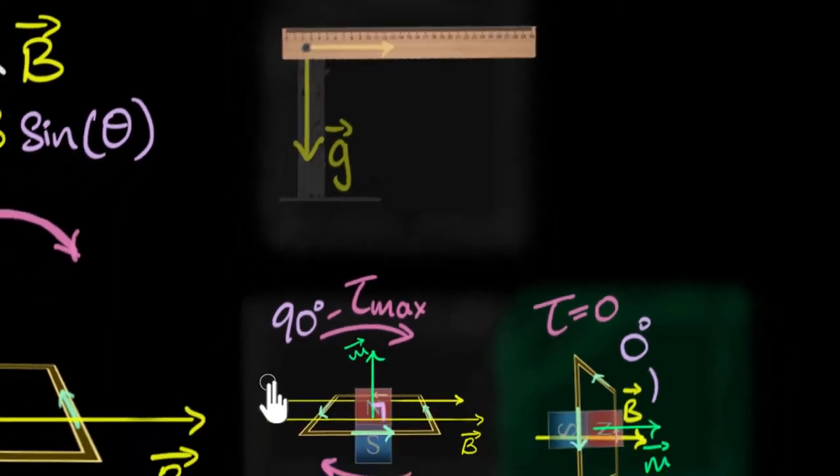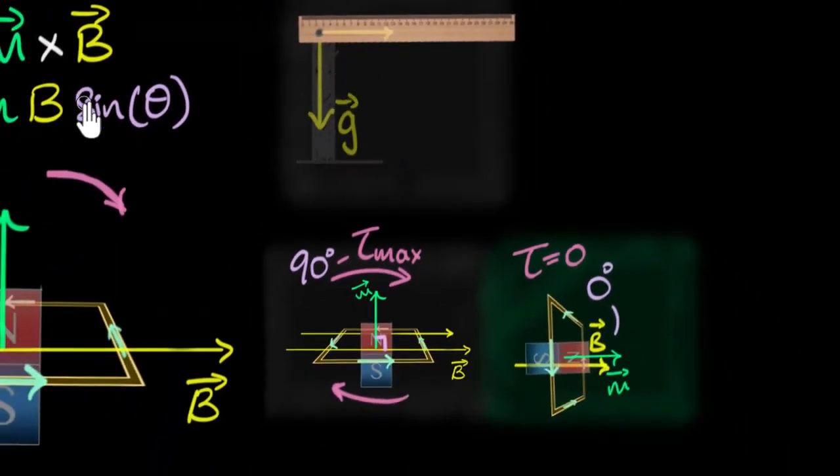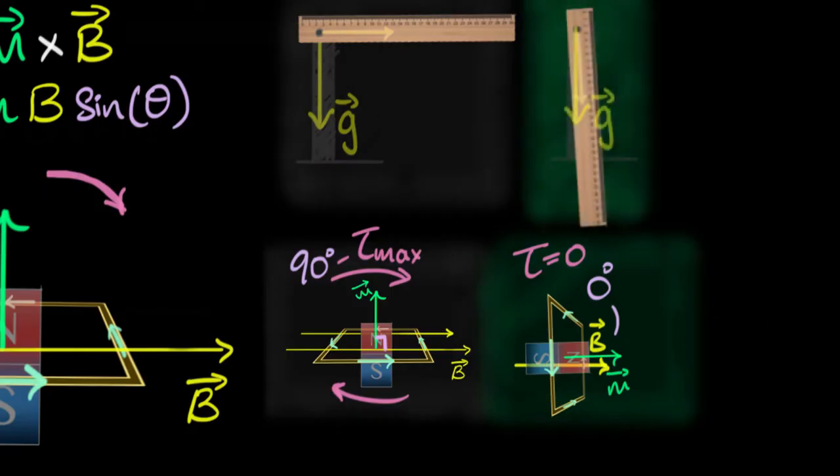Exactly the same thing is happening over here as well. Gravity wants to align the ruler in its direction. And that's why in this case, we have the maximum torque at 90 degrees. And when it's aligned, we get 0 torque. There, gravity is trying to align the ruler. Here, the field is trying to align the m vector. That's why it's putting the torque.